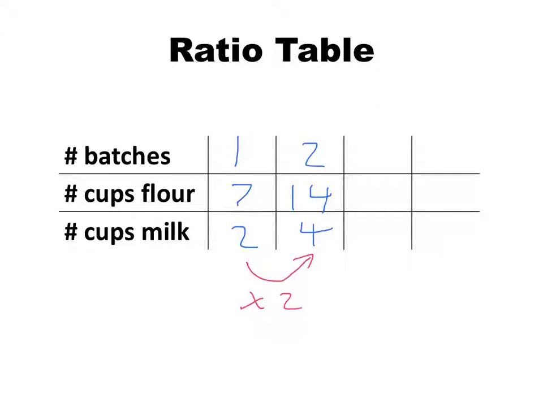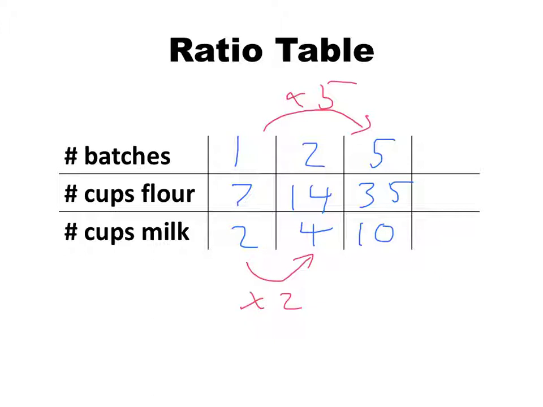Now there's nothing magical about multiplying by 2. We could multiply by other numbers. For instance, we could multiply each number in this first column times the number 5, and we get a new column in our ratio table. So taking everything times 5, we'd have 5 batches. 7 times 5 is 35 cups of flour, and 2 times 5 is 10 cups of milk. So there's another column in our ratio table.